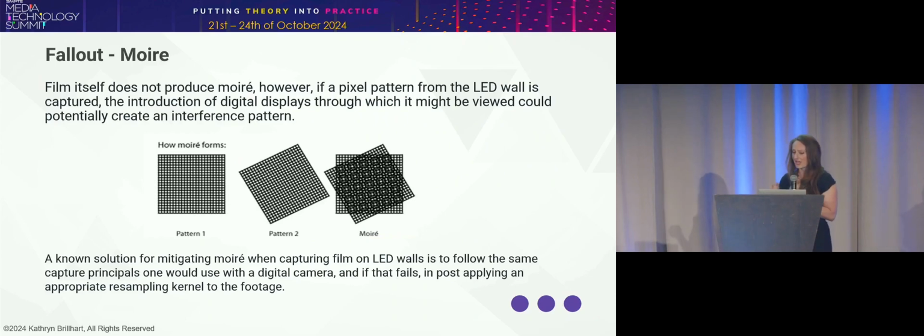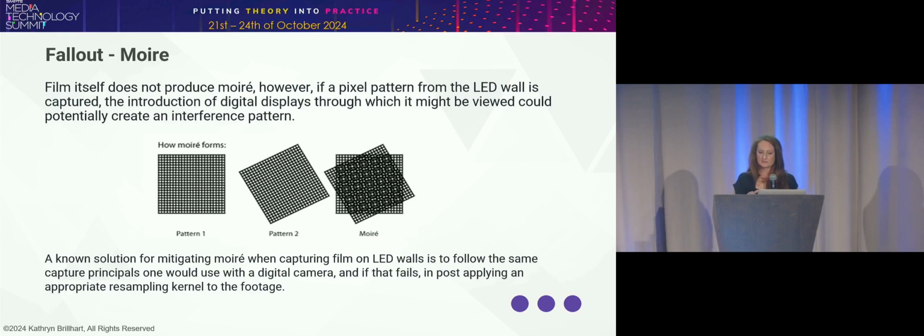And the final thing, I'm going to have to cut my presentation probably short anyway, that I wanted to talk about was just moire, because it's such an interesting thing with the introduction of film into an ecosystem. The film itself doesn't produce moire, but it possesses a unique quality in that its grain structure varies randomly from frame to frame, making it anisotropic, meaning that it does not follow a fixed pattern.